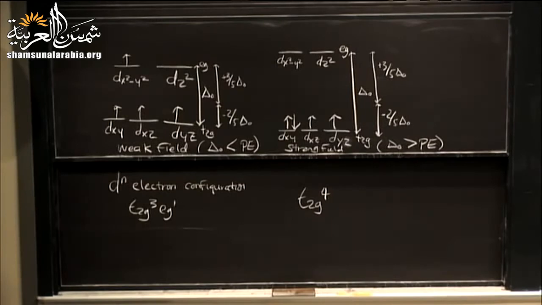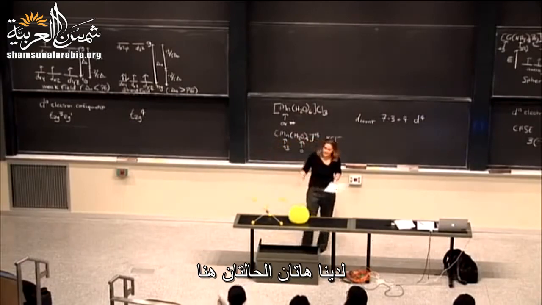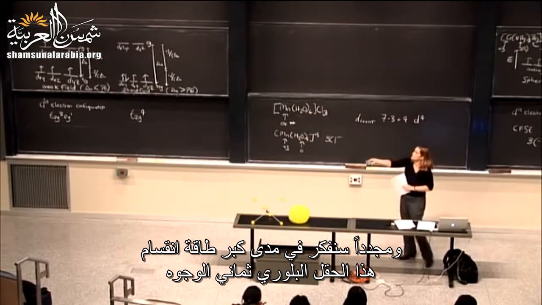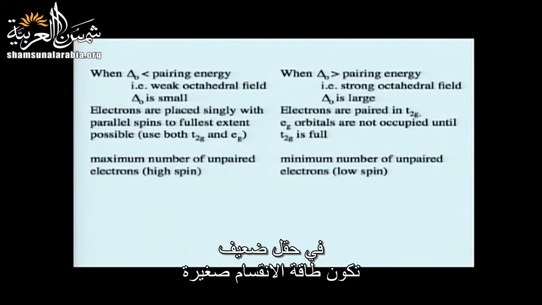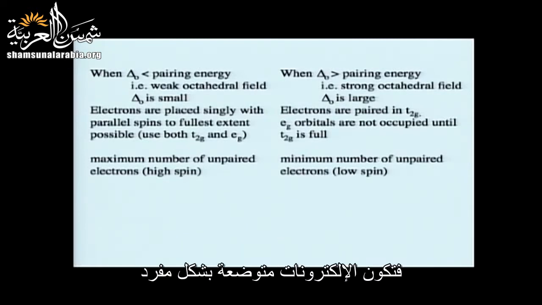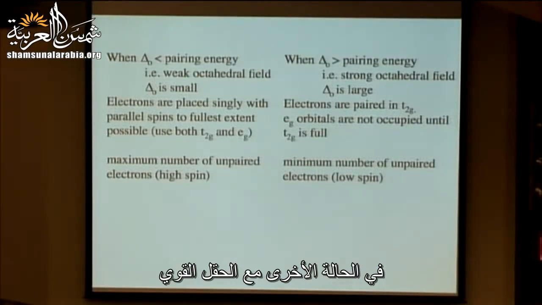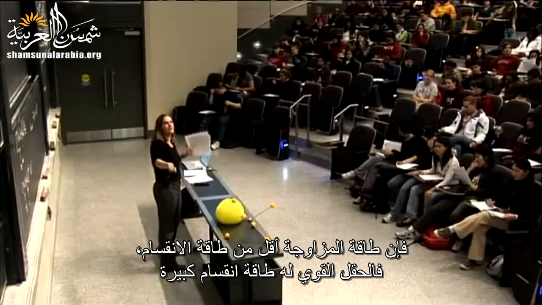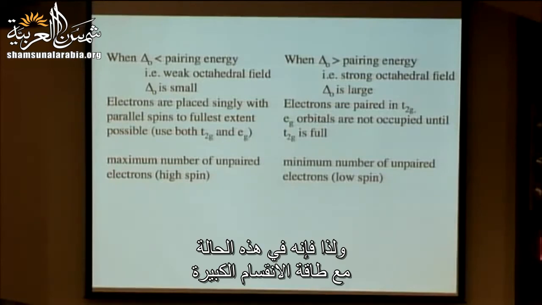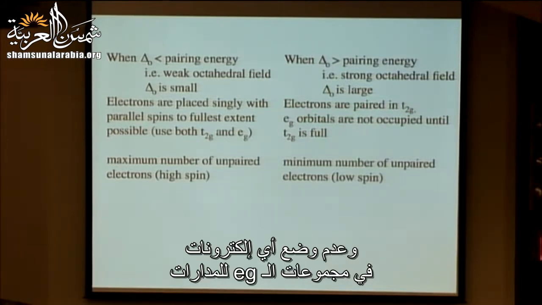Okay. So let's just put up what we've done here and introduce another term, which are high spin and low spin. So we have these two cases here. And again, we're considering how big is this octahedral crystal field splitting energy compared to a pairing energy, the energy involved in pairing electrons together. In a weak field, the splitting energy is small. So electrons are placed singly with spins parallel to the fullest extent in all the sets of orbitals. In this other case, with a strong field, the pairing energy is smaller than the splitting energy. Strong field, you have a big splitting energy. And so in that case, you're going to put all your electrons in and pair them up in t2g, and don't put any electrons in the eg sets of orbitals until you've completely filled your t2g set.